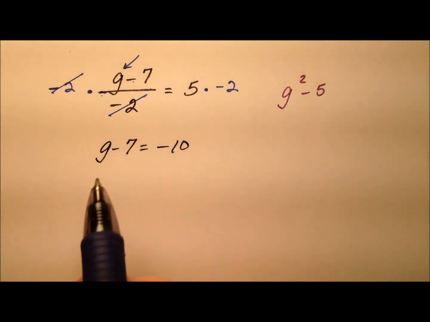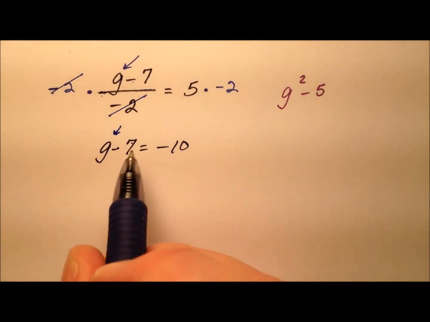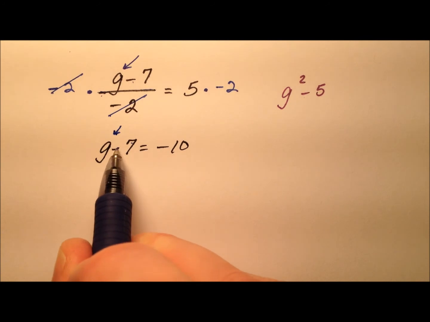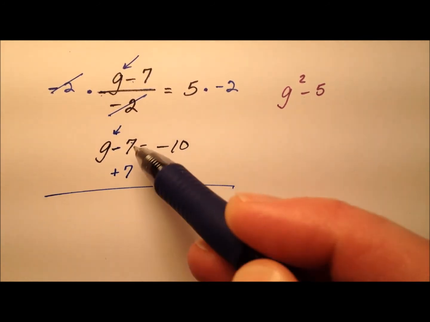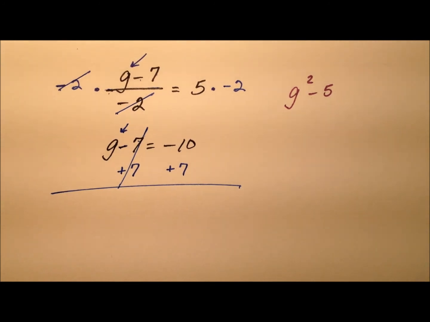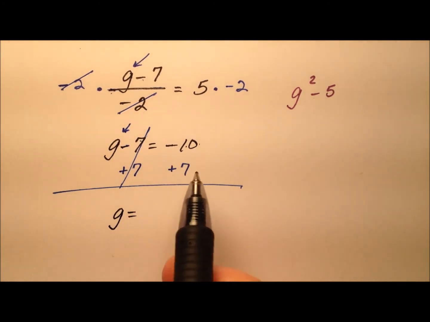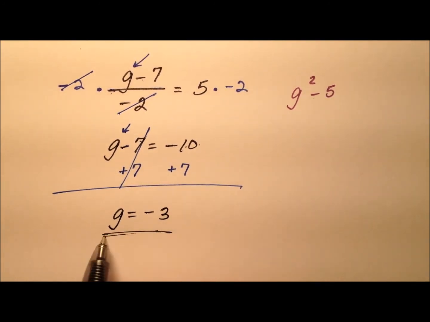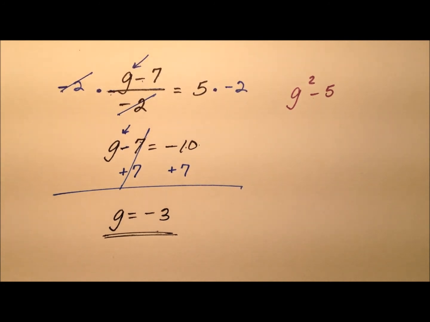All right, so looking at, once again, to isolate this g, right now it's being subtracted by 7. So the inverse operation of subtraction is addition. So let's go ahead and undo that subtraction by adding 7 to both sides. So we'll see that g equals, and negative 10 plus 7 will be negative 3. So I now have the value for g, which is negative 3.